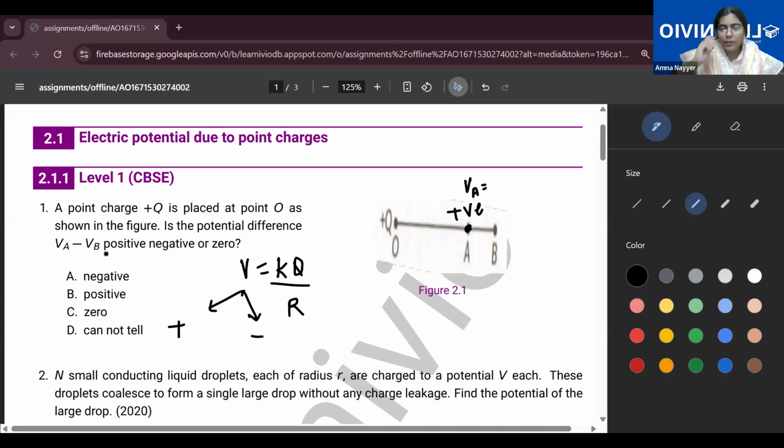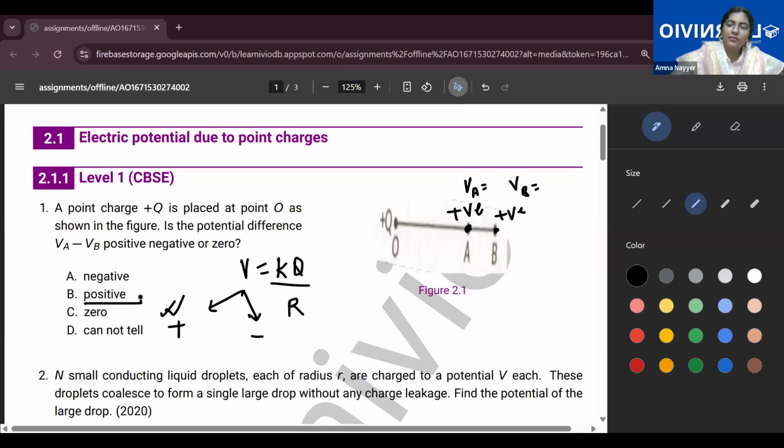And then the potential at point B. Due to plus Q charge, the potential at point B will also be positive, because again this follows the same condition. So positive minus positive means this is also positive. That's why the answer here was positive. The reason is that there is no chance of introduction of any negative charge.